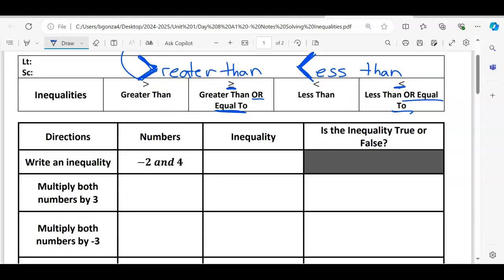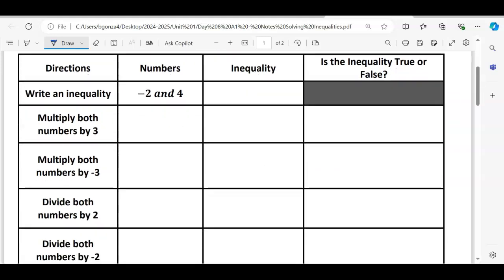So we're going to do a little exercise here. We're going to use two numbers, -2 and 4. And first we're going to write the inequality, but then we're going to apply some operations to see if it stays the same inequality. So first things first, write an inequality. -2 and 4. Is -2 less than or greater than 4?